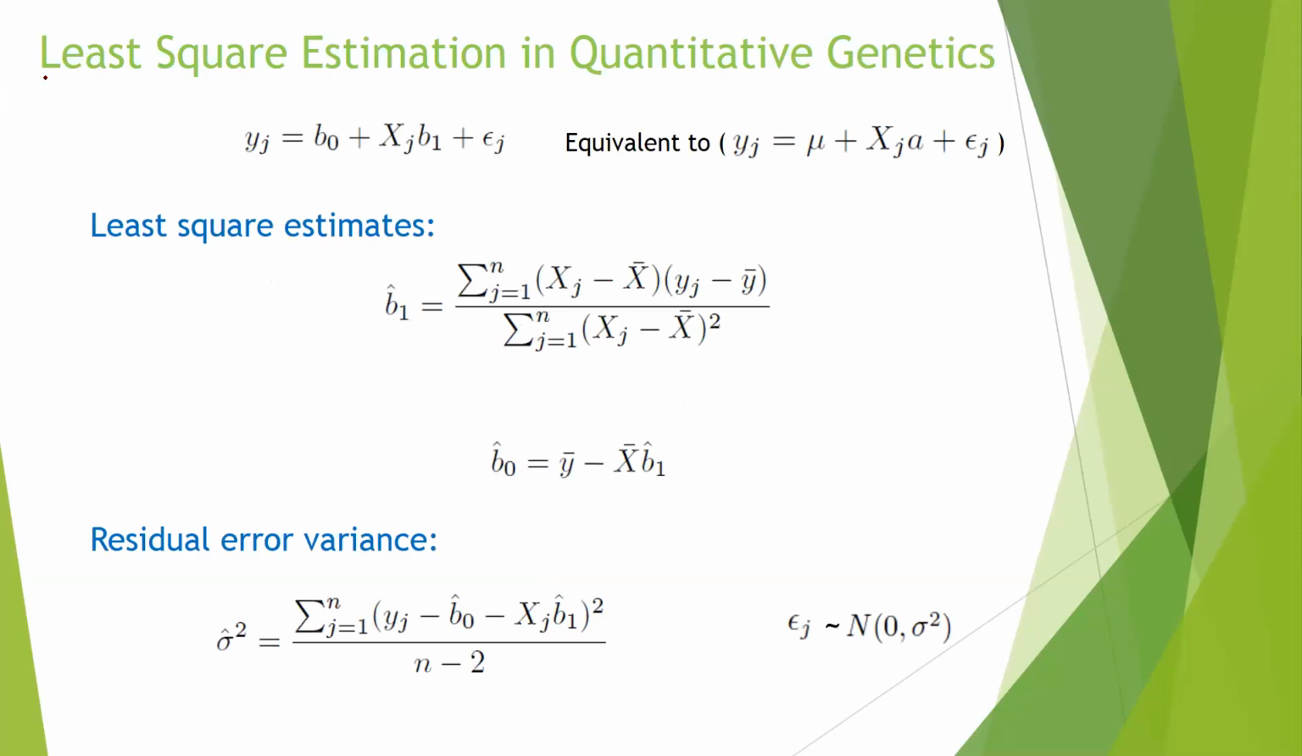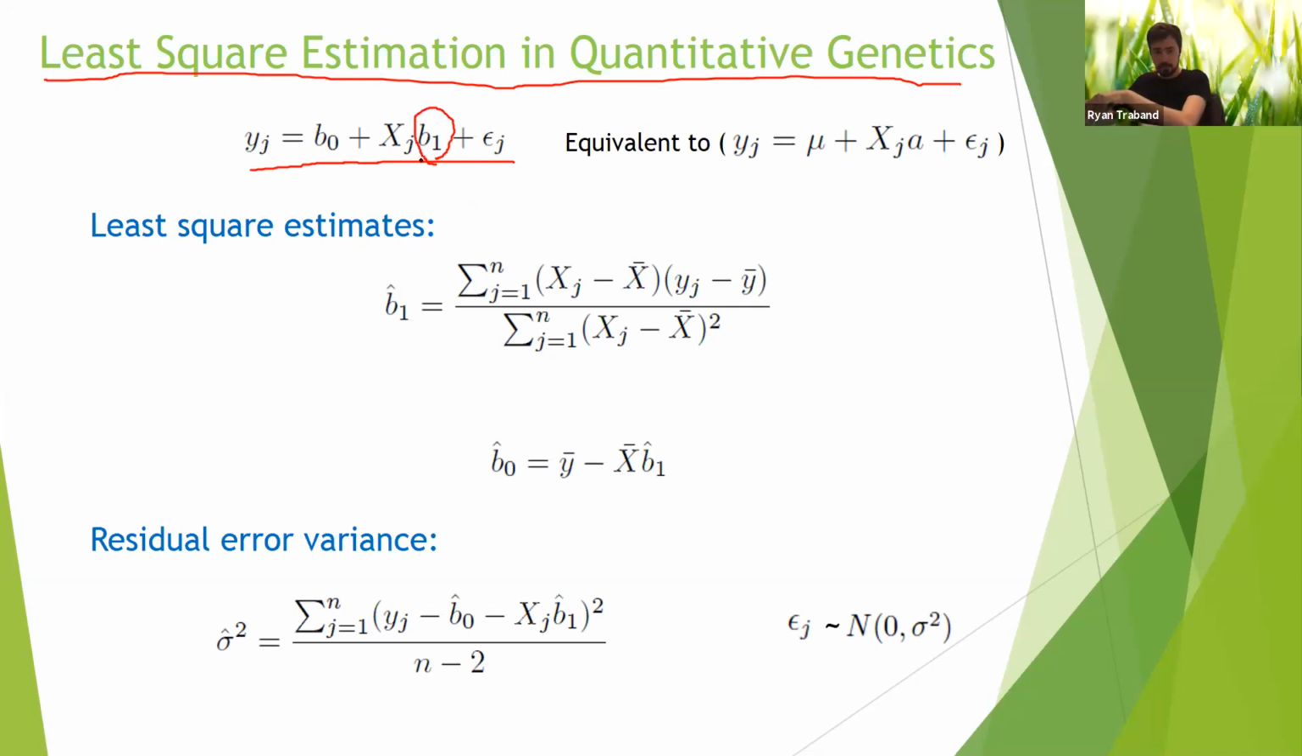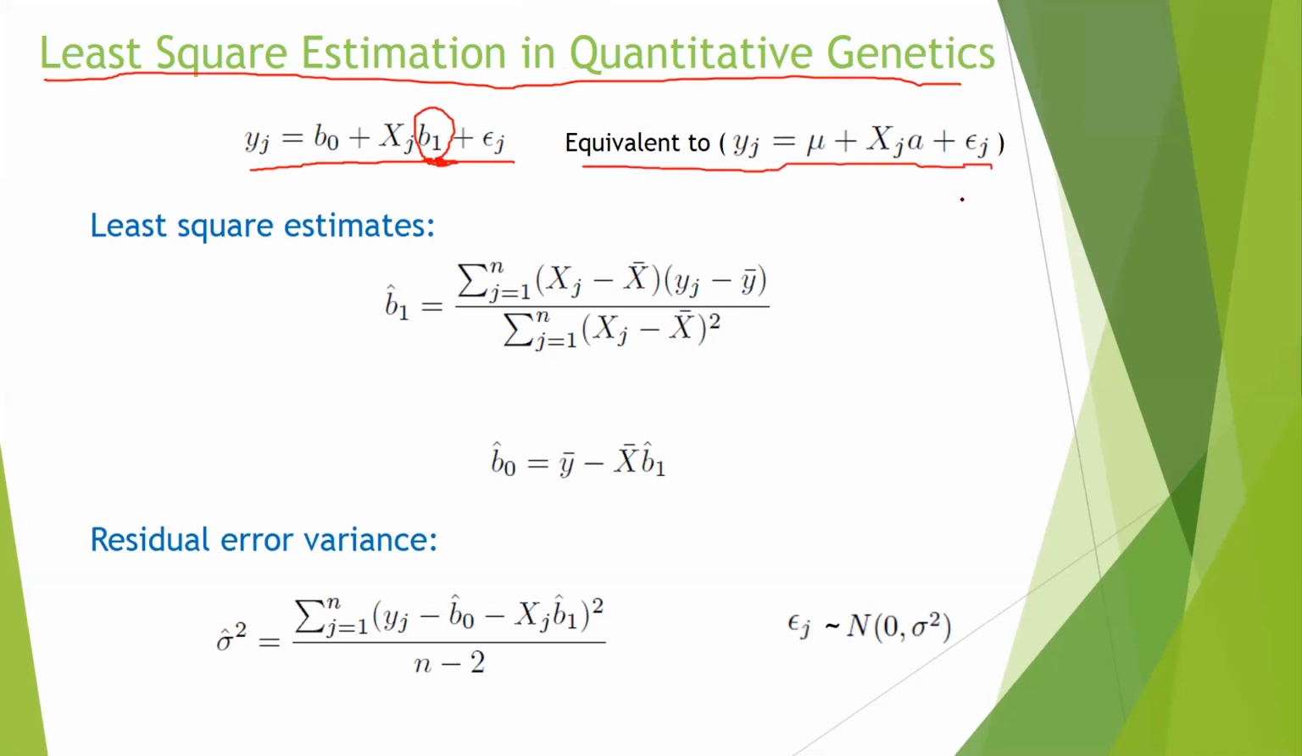Okay, so least square estimation in quantitative genetics. As I mentioned, we use this regression to test each locus in a backcross design. In the backcross design, we only have one slope because we assume there is no dominance effect, only additive. So we only deal with a single slope. That's easy. So this is equivalent to the equation I just showed you, right?